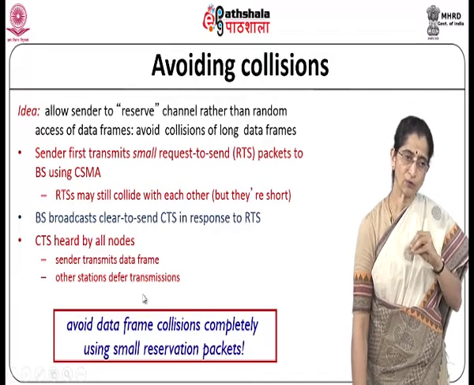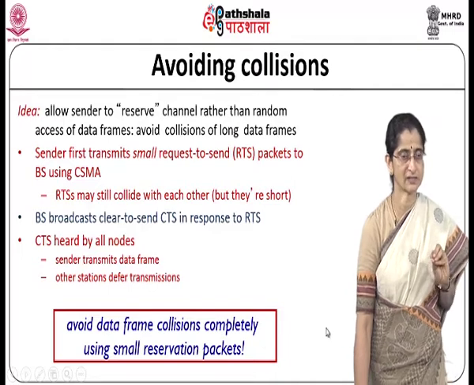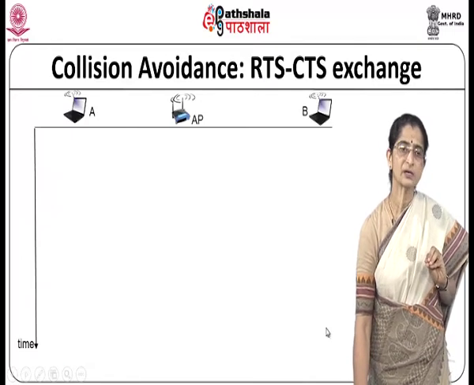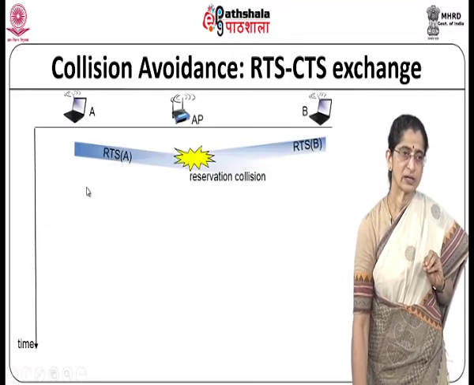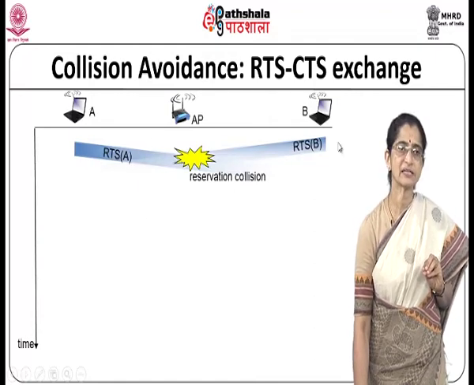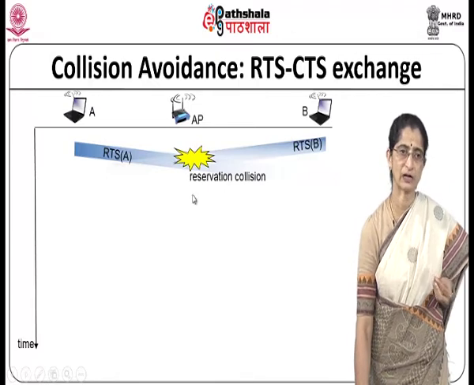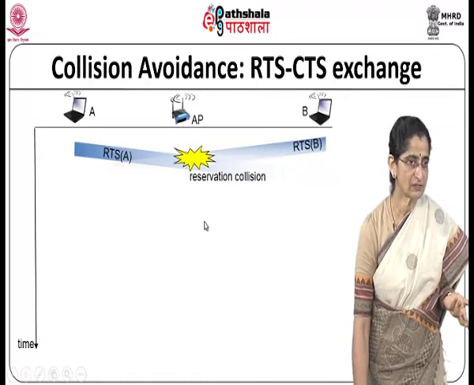Okay. So you avoid data frame collisions completely using these small reservation packets. That is the idea that is used. Okay. So this is basically how it will work. So let us say for instance A and B want to send data. So this sends an RTS, this also sends an RTS, a collision could occur. So a reservation collision occurs.